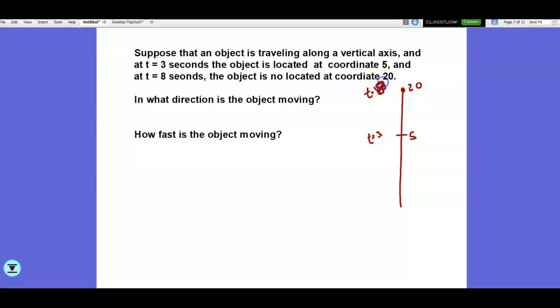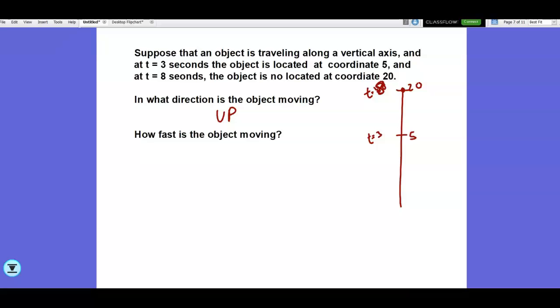Sorry, t equals 8. We are located now at 20. So now what direction is the object moving? Well, you could tell that it's moving up, right? You could tell it's moving up because from the 3rd second to the 8th second, we went from 5 to 20. So it went in an upward direction.